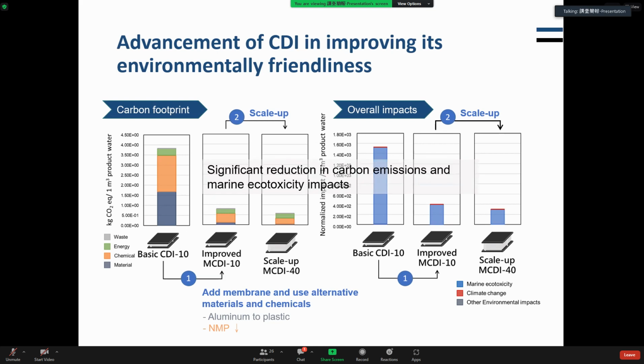Then if you look at the overall impacts, which account for all of the impacts from the different environmental aspects, we still observe a significant reduction, mainly in the area of marine ecotoxicity. This is partly due to, of course, the energy requirement for the CDI being significantly reduced. And when we replace the housing material, or even the current collector, from aluminum to platinum, and reduce the NMP as a solvent, we see a significant reduction in both carbon emissions and marine ecotoxicity impacts.